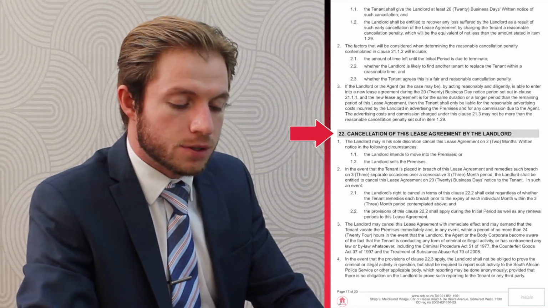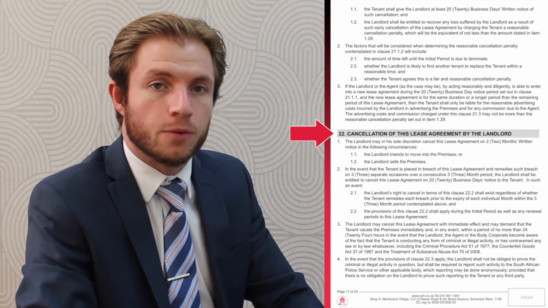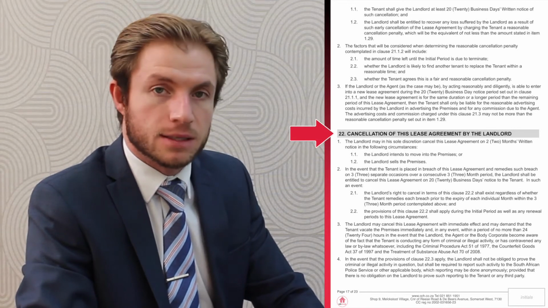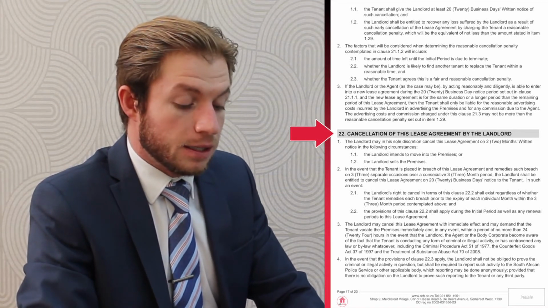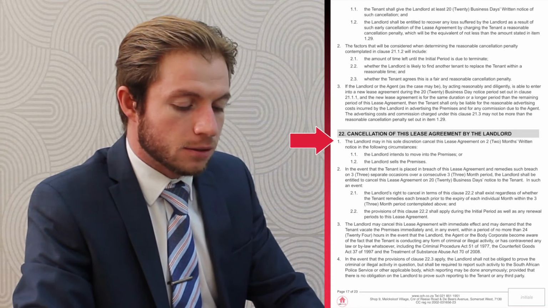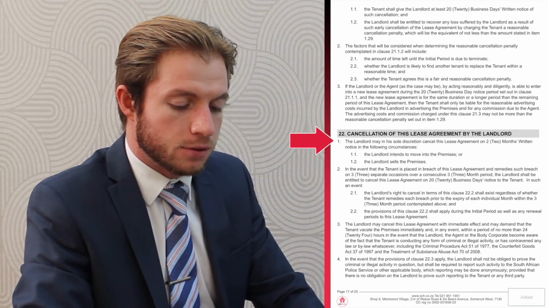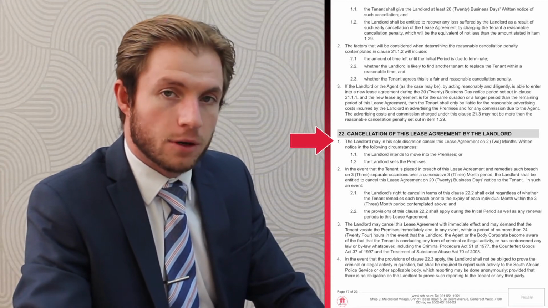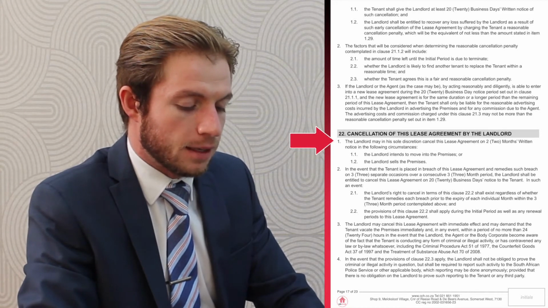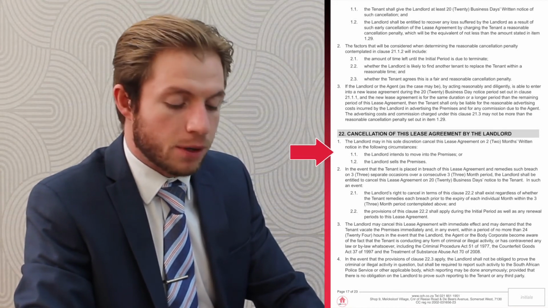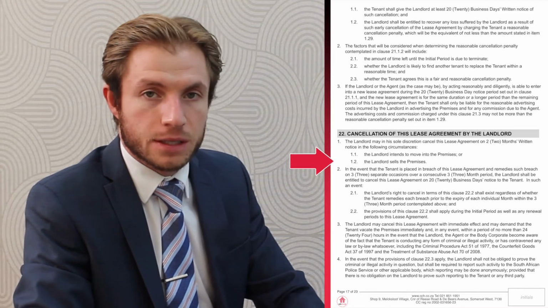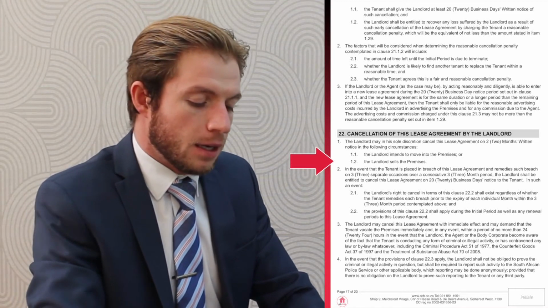But this agreement also contains two other provisions of when the landlord can cancel the lease agreement. It reads that the landlord may in his sole discretion cancel this lease agreement on 2 months written notice in the following circumstances. The landlord intends to move into the premises or the landlord intends to sell the property.